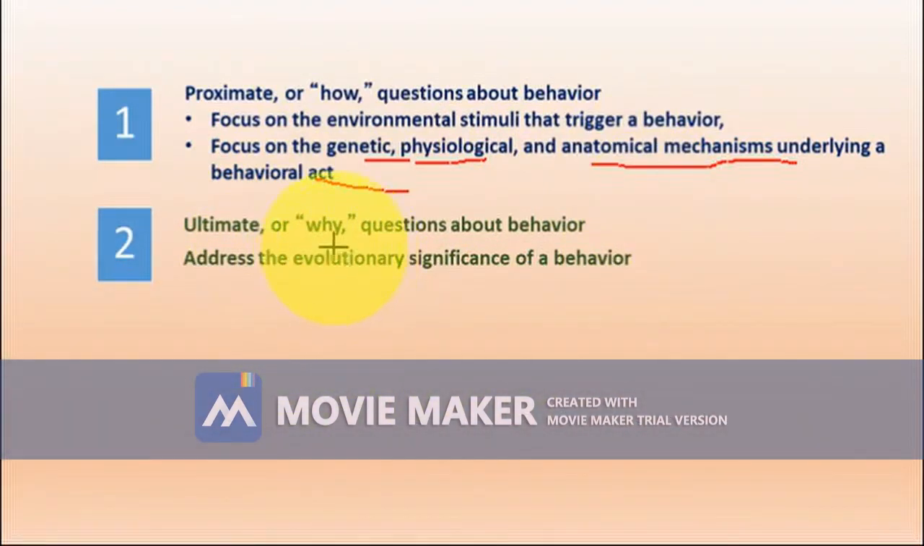Then you come to the ultimate, or why, question. If you ask why, then you can understand why that particular behavior exists. Yes, this behavior might have some contribution to survivability. This survivability contributes to the evolutionary process. So if you ask the question why, you will find a significance, whether it is evolutionarily significant or not. That is the ultimate cause of behavior.